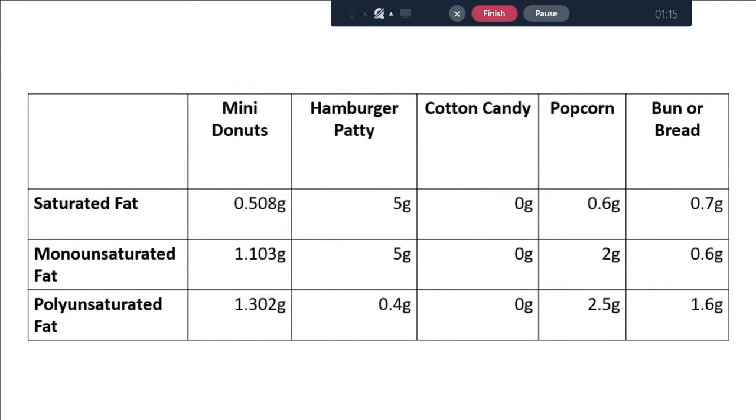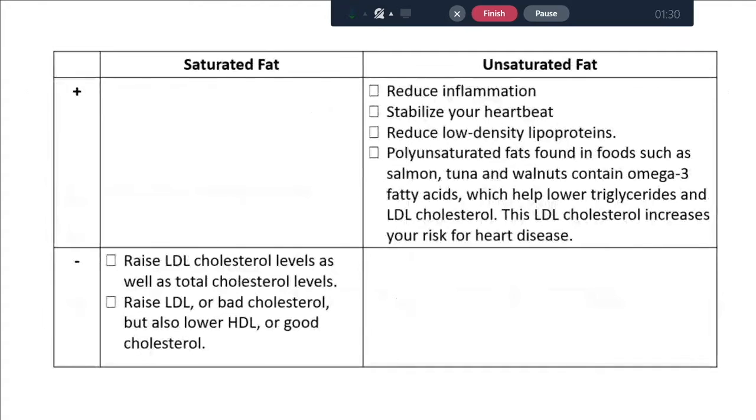It also has the highest amount of monounsaturated fat, which is also 5 grams. And popcorn contains the most polyunsaturated fat, which is 2.5 grams. Surprisingly, cotton candy doesn't contain any fat because it's basically made of sugar.